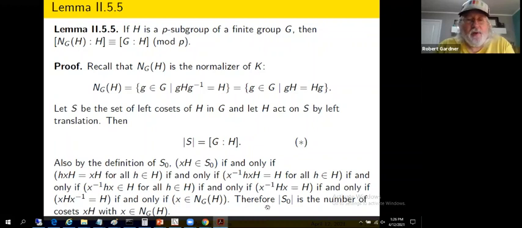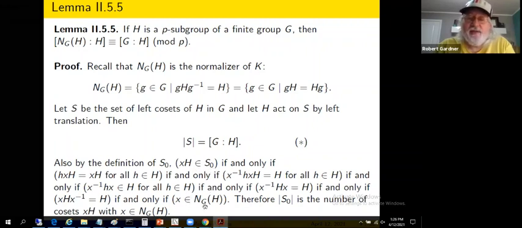So we had xH is a left coset in S sub 0 if and only if x is in the normalizer of H. So there's the same number of these left cosets xH in S sub 0 as there are these x in the normalizer of H. That is, the cardinality of S sub 0 is the number of left cosets with x in N sub G of H. I could draw a cardinality conclusion from that.